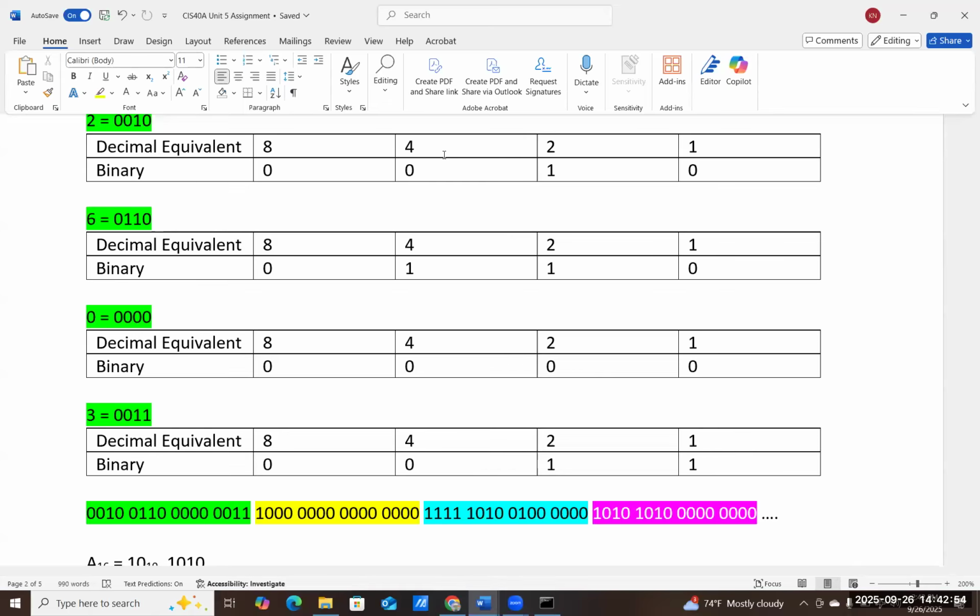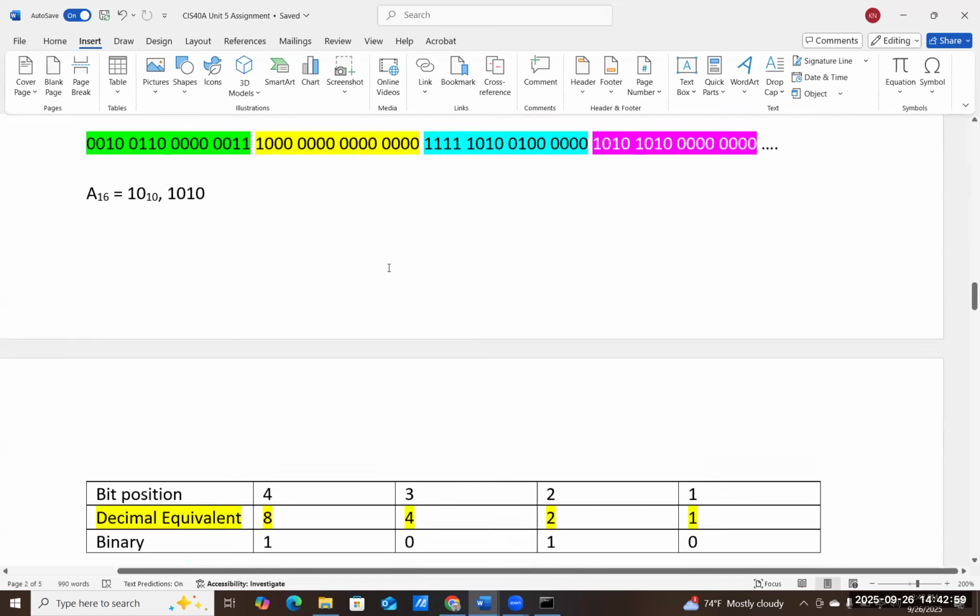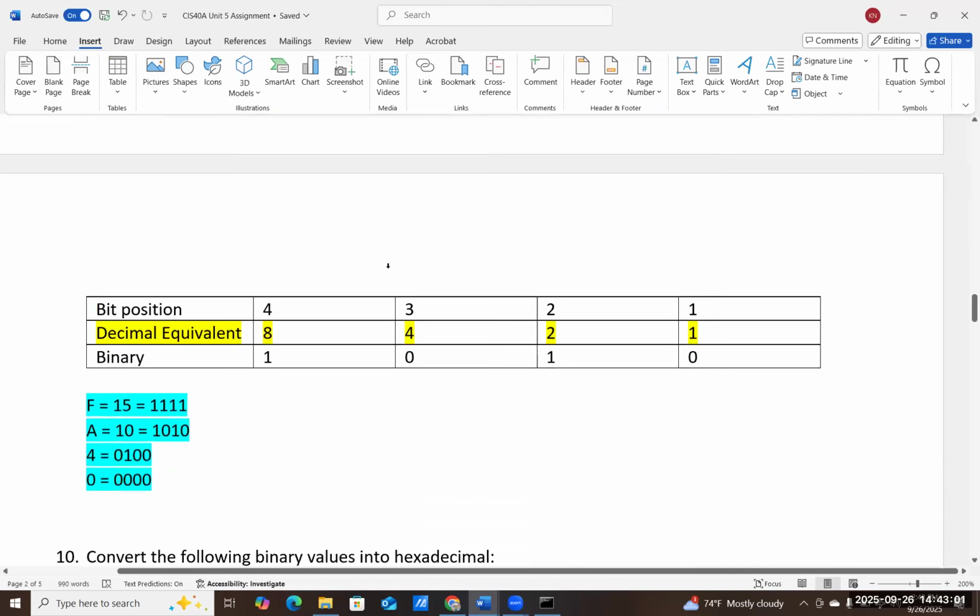Okay, so that's something you can practice. I did the FA40 here so you can see.